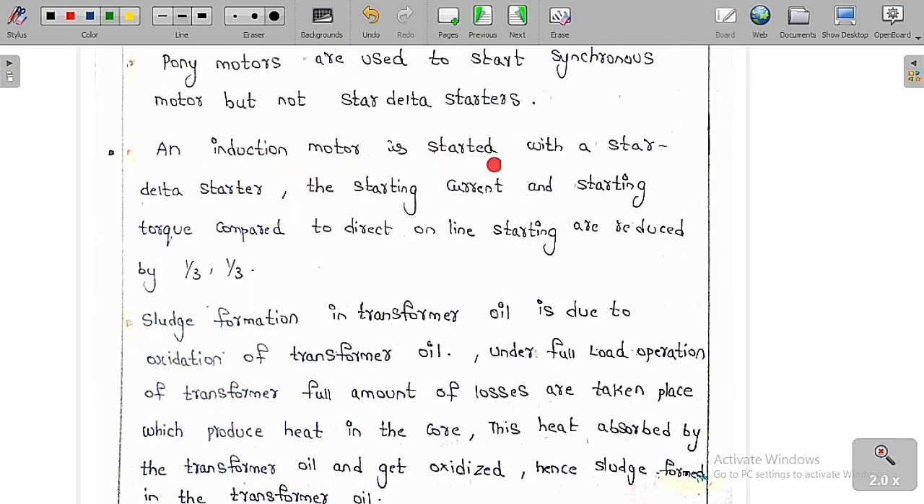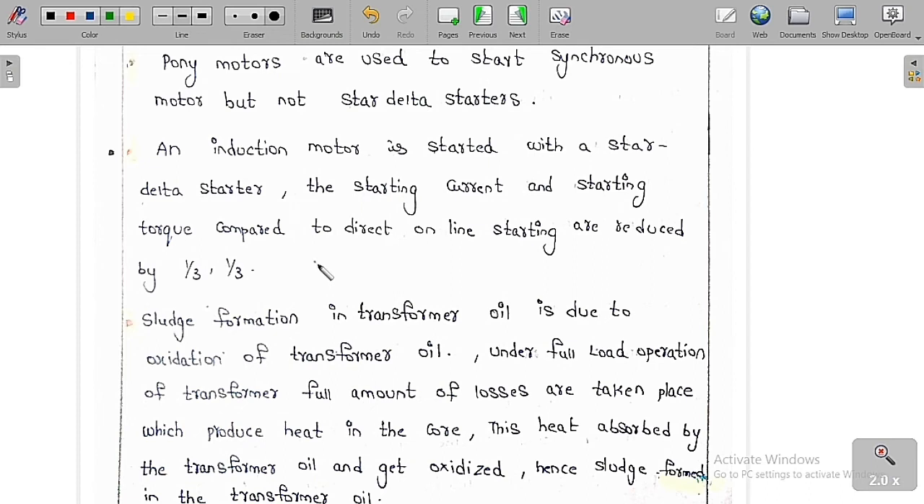An induction motor is started with a star delta starter. The starting current and the starting torque compared to direct on line starting are reduced by 1/3 and 1/3. I already told you, in an induction motor started with the star delta starter, the starting current and the starting torque compared to the direct on line starter are reduced by 1/3. I already told you one important point that you always have to remember.